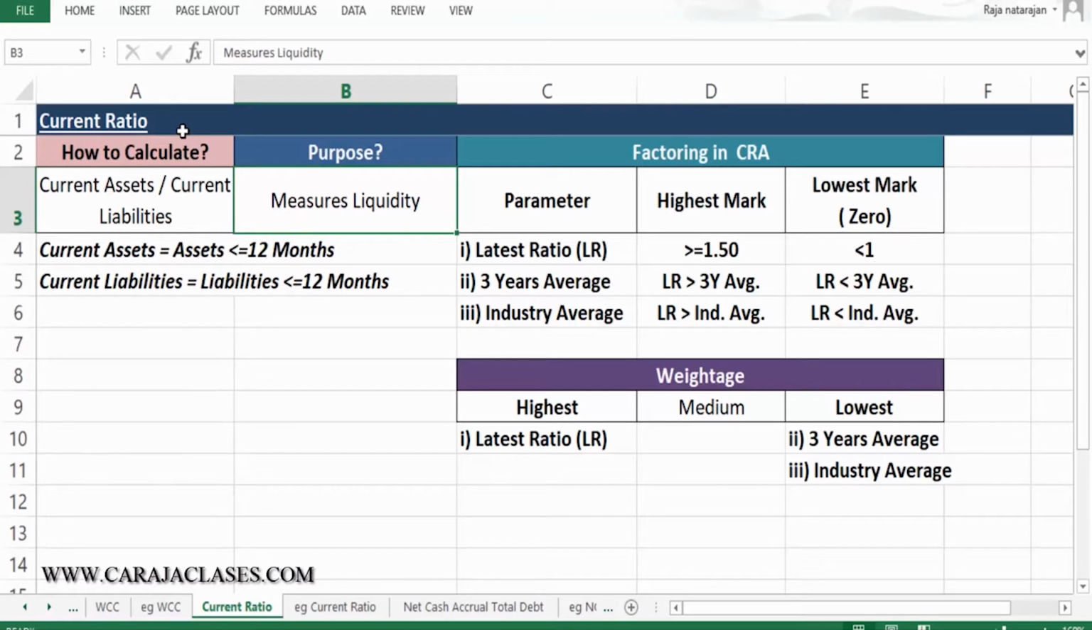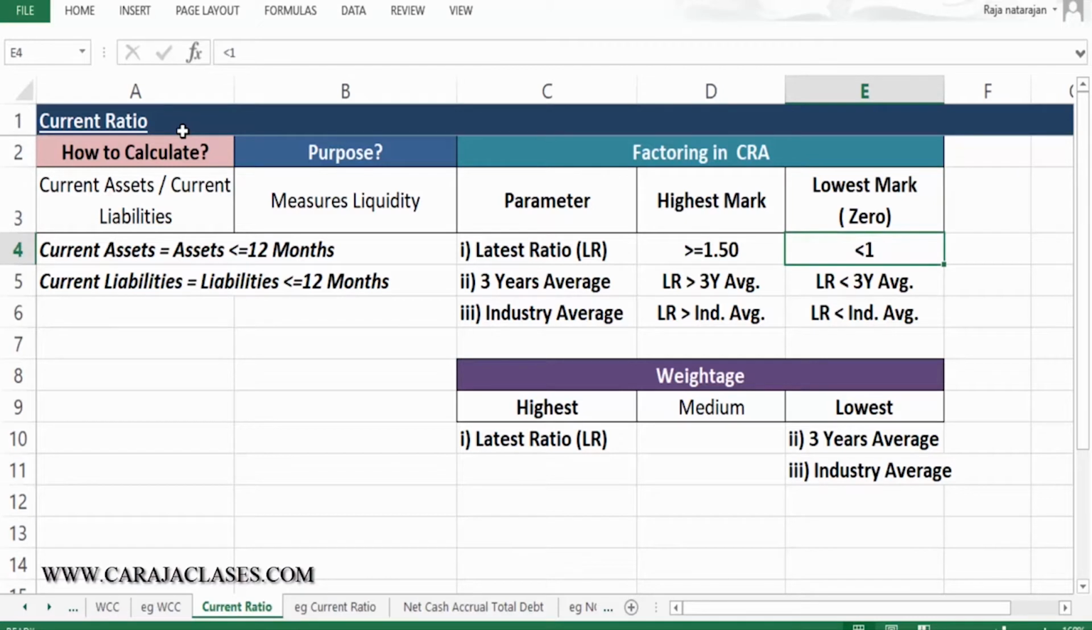Let's see how this current ratio is factored in credit risk analysis. The parameters that will be considered are the latest ratio, 3 years average, and industry average. If the latest ratio is greater than or equal to 1.50, then the CRA models will give the highest mark, and if the ratio is below 1, it would fetch the lowest mark, or 0.